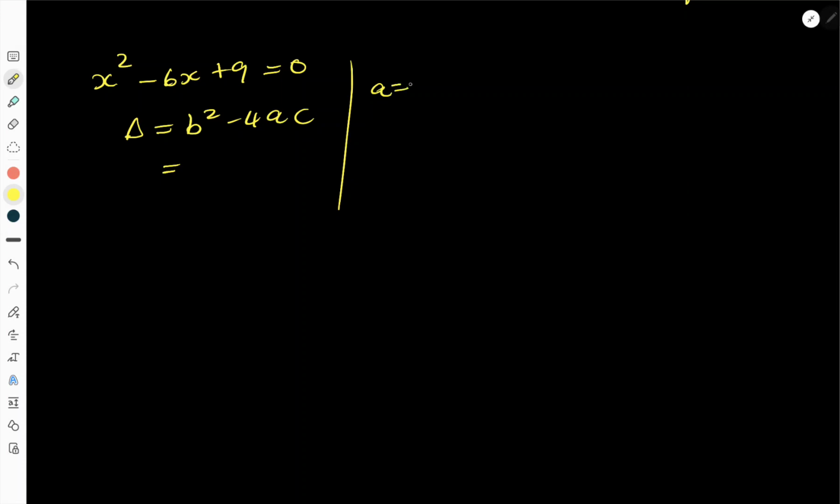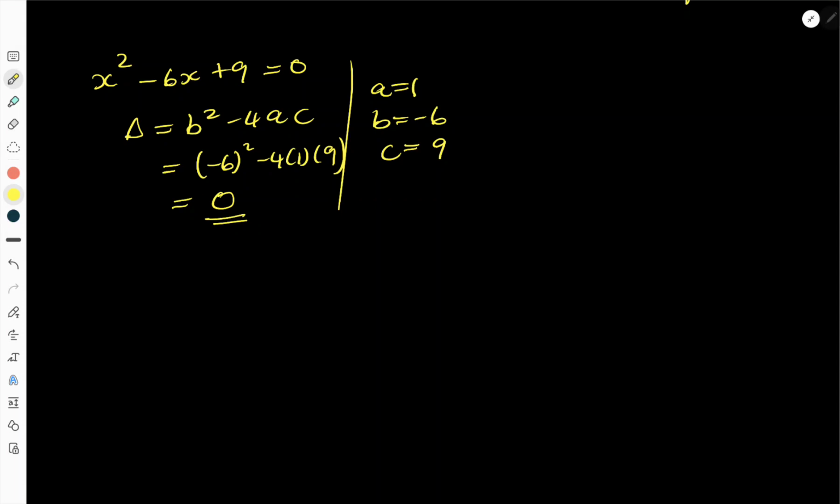Let's look at another example. Let's say you have x squared minus 6x plus 9 is equal to 0. Then let's find our delta. Delta is equal to b squared minus 4ac. Then your a is 1, your b is -6, your c is 9. Then you're going to say b is -6 squared minus 4 into 1 into 9. Then when you punch in your calculator, you are going to get 0.